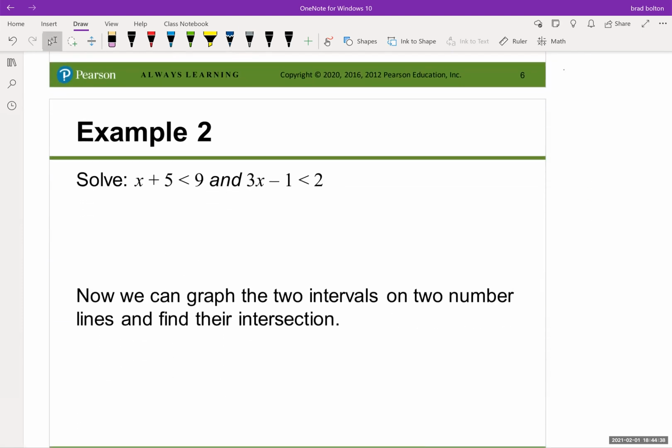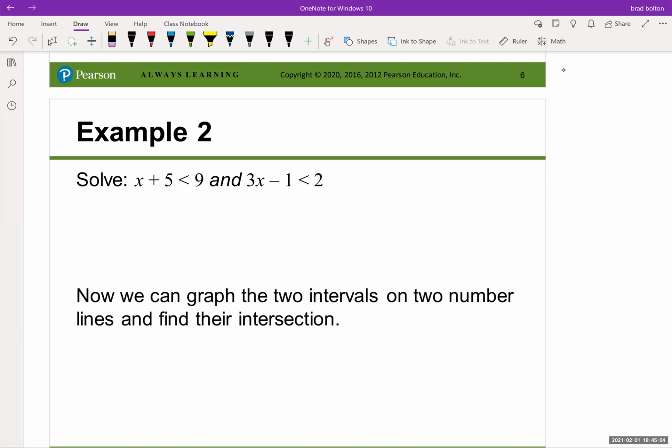So if we look at this, and I ask you to solve x plus 5 is less than 9, and 3x minus 1 is less than 2. What I'm asking you is to find an x value that when I substitute it in, this will be a true statement and this will be a true statement. So they both must be true, okay? So I have to find an x value that will work for both of these, okay?